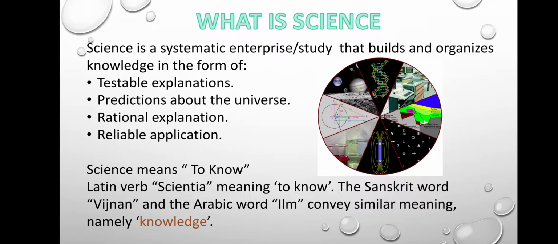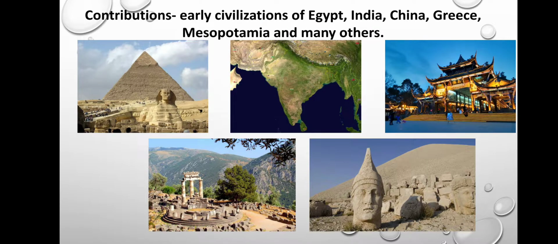So science means nothing but to know a particular thing. The Latin verb scientia means to know. The Sanskrit word Vigyan and the Arabic word convey similar meaning, called knowledge. So you have various contributions from various countries. Early civilizations of Egypt, India, China, Greece and Mesopotamia and many other countries have contributed significantly to the application and theory of science and physics.